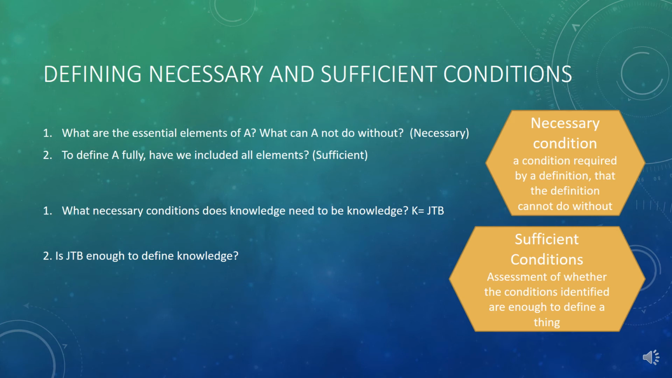Let's look closely at the difference between necessary and sufficient conditions and start to apply this thinking about defining what knowledge is. We are asking two very different questions about how to define things. Number one, what are the essential elements of A or something? What can A or something not do without? And that's asking about the necessary conditions. And number two, to define A fully, have we included all the elements we need to? So this is asking about the sufficient conditions.